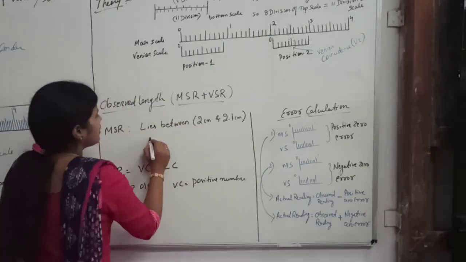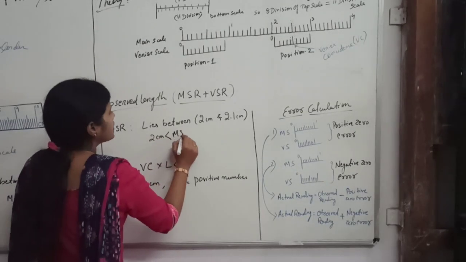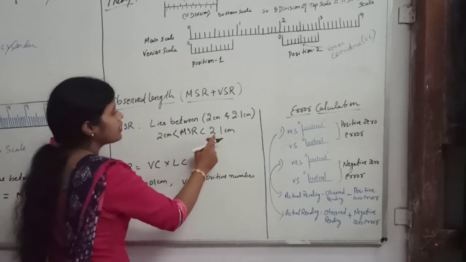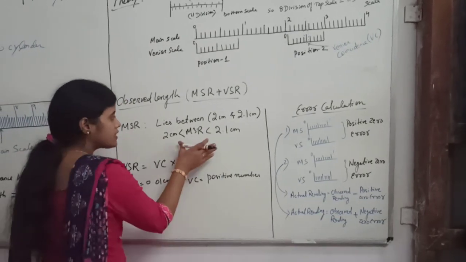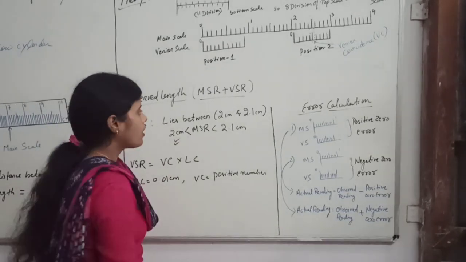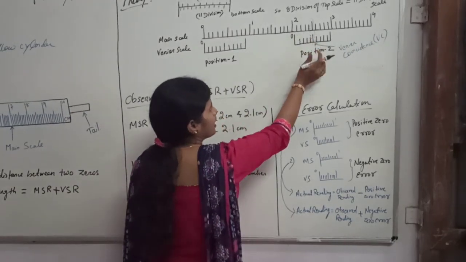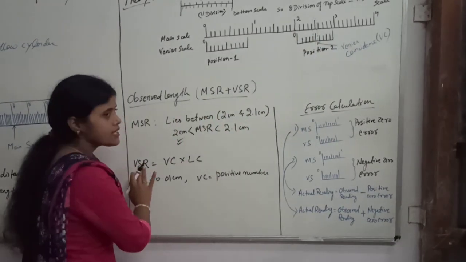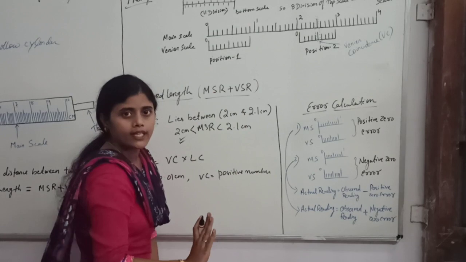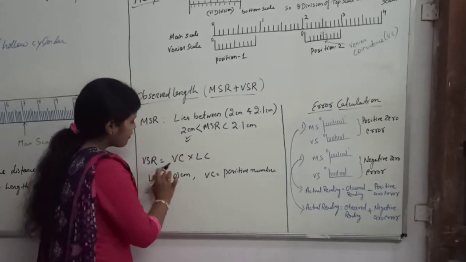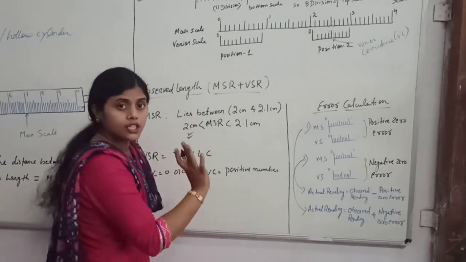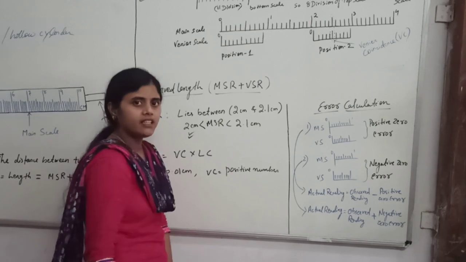Here the main scale reading lies between 2 centimeter and 2.1 centimeter. In this type of situation, you always consider the smallest one, because this gap will be calculated by the vernier scale in the vernier scale reading, which we will talk about later. So now you understood how to find the main scale reading.